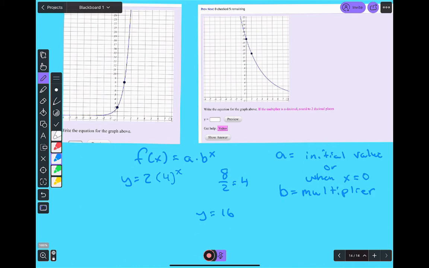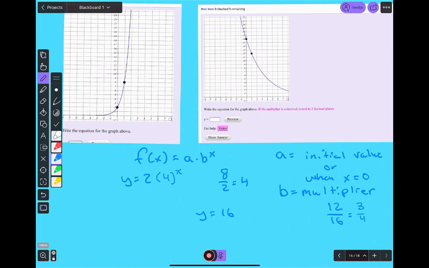Then I've got to find the multiplier, and I'm going to use a calculator to do that. On this problem, my next value is right there at 12, right? So I've got to figure out what to multiply 16 by to make 12. And I'm going to do that by taking 12 divided by 16. And if I reduce that, I can divide them both by 4, and I end up getting 3/4.